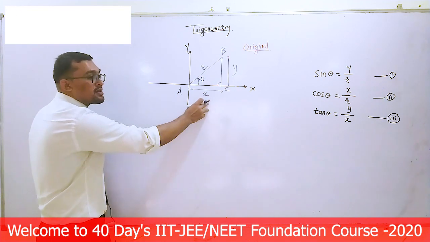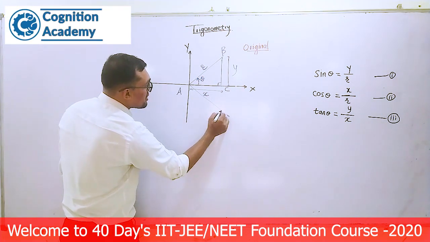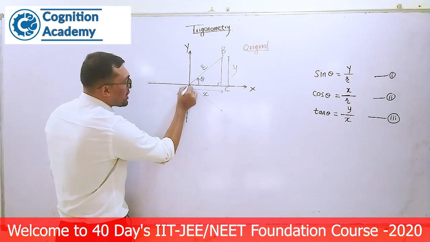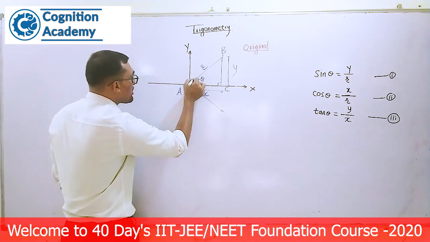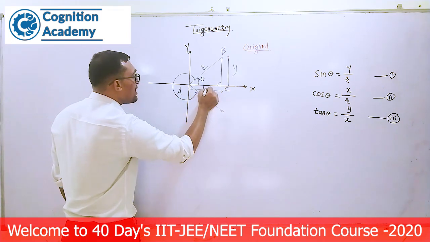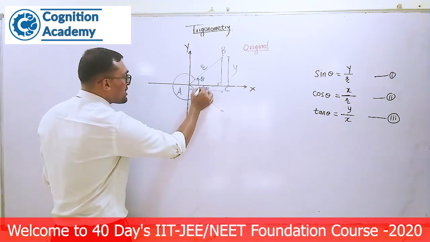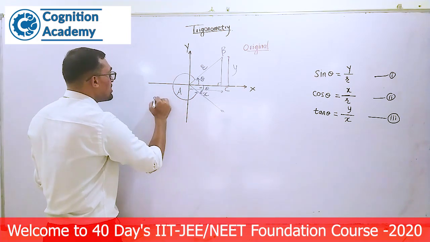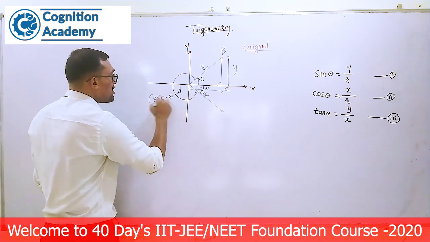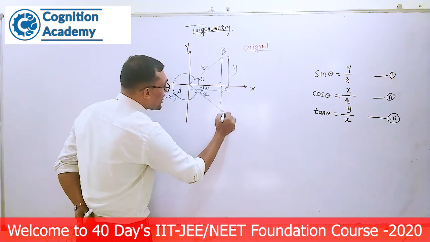Then rotate it back some angle theta. So its new position will be somewhere like this. What happened? We rotated it completely through 360 degrees and then reversed it back by some angle theta. So the angle becomes negative, that is minus theta. This angle is 360 minus theta. So our new position becomes, this is B dash and this is C.